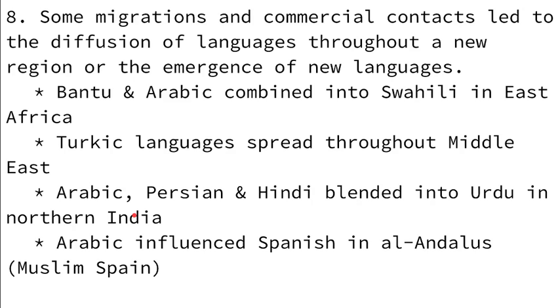We see Urdu develop in northern India because all these Turkic and Muslim people migrating into northern India are going to bring their languages and combine them into Urdu. And we also see this kind of influence of language in the sense that Arabic is going to be heavily influencing Spanish, because Spain, of course, or Andalus as it was called back then, was under Muslim control for about 700 years. So migrations and commercial contact will lead to new languages.